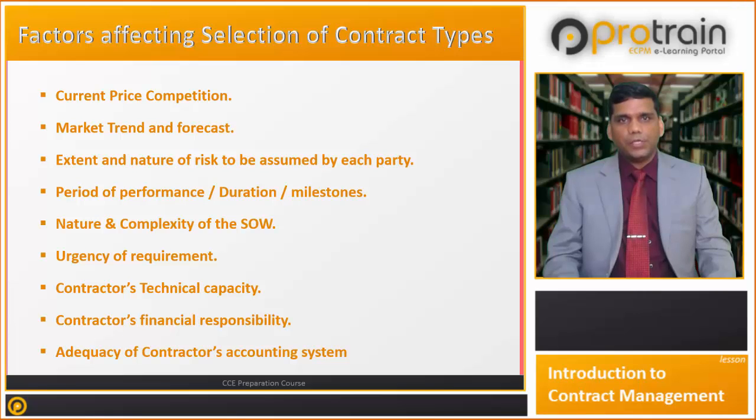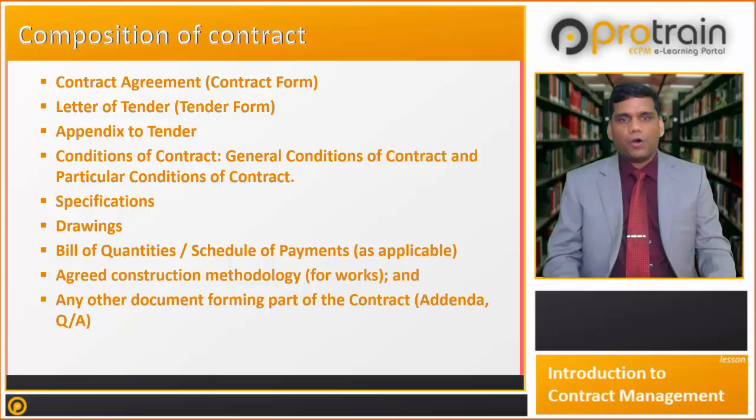Now let us look at the composition of contract. The contract agreement, also called a contract form, is a standard form of agreement signed by both parties, properly recording all the terms agreed, including the documents listed as an integral part of the contract agreement. The contract form is a legally binding document and it must be carefully prepared to comply with the requirements of the relevant law.